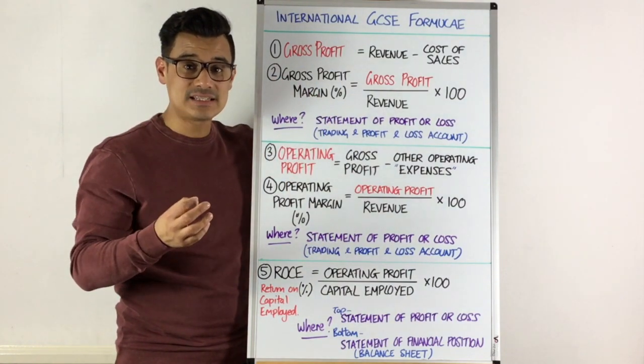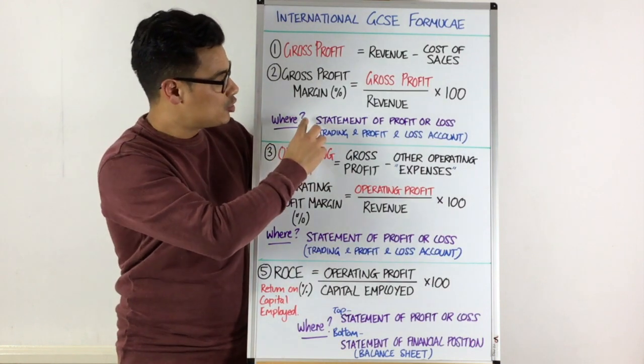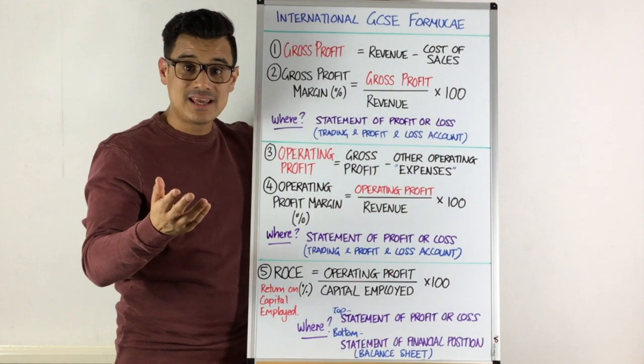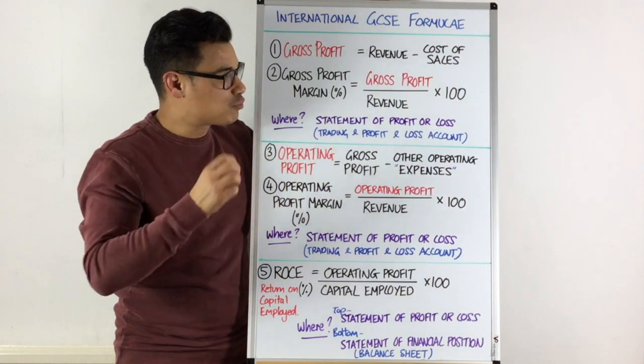In terms of these details, where would you find them? So you're going to find this on what's known as the statement of profit or loss. You might see it in the UK, known as the trading profit and loss account.